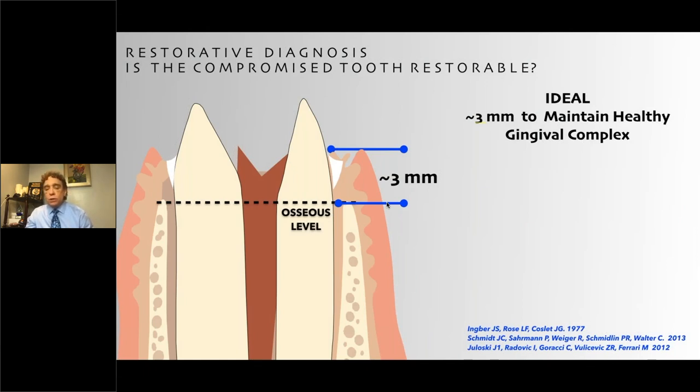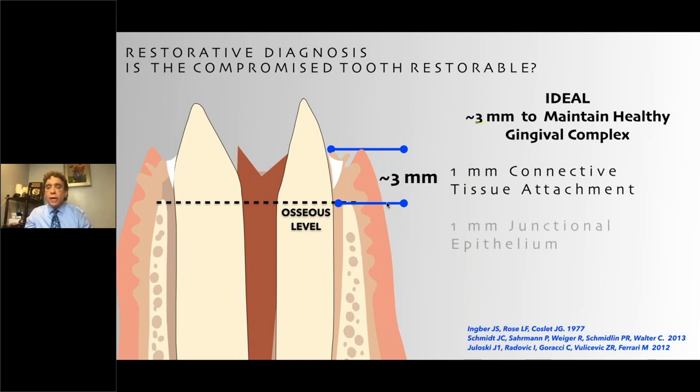And we've known this since '77, when Dr. Ingber, Dr. Rose, and Dr. Koslick came out with their landmark paper in the Alpha Omegan. They showed us that we need 1 millimeter of connective tissue attachment, 1 millimeter of junctional epithelium, and about 0.5 to 1 millimeter of gingival sulcus. If we have that, and I like to round it off to about 3 millimeters from the end of the crown to the osseous level, I'm in much better condition. If I have less, and the closer it gets to the osseous level, then I have to think of what else I can do.